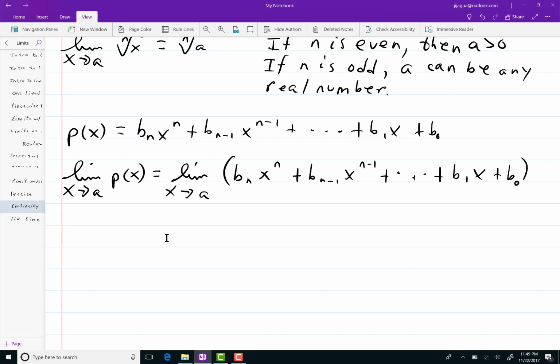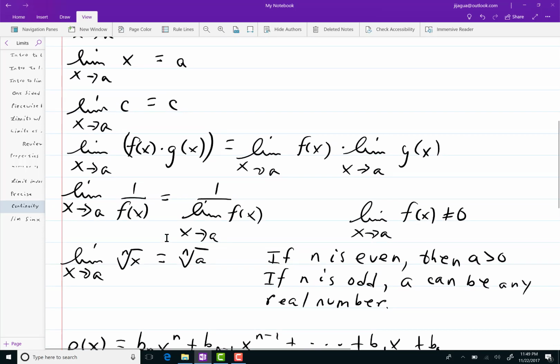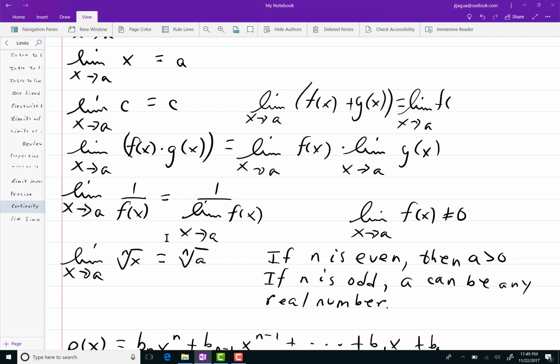Well, I think I missed one of these here. Let me throw it over here. The limit as x goes to a of f of x plus g of x equals the limit as x goes to a of f of x plus the limit as x goes to a of g of x.